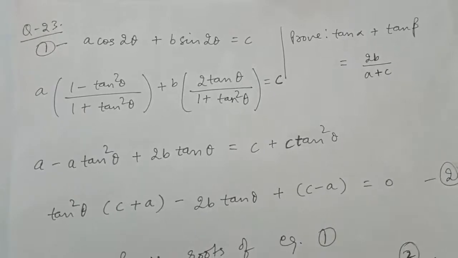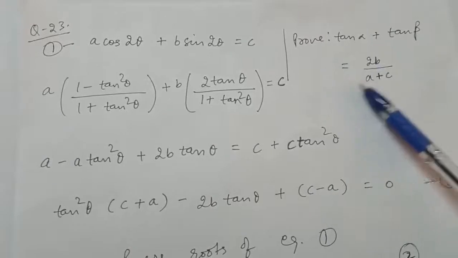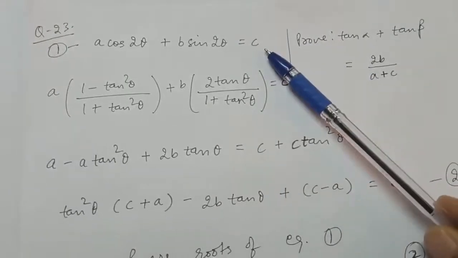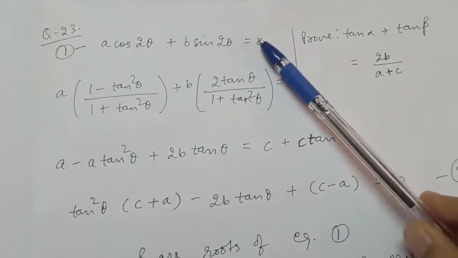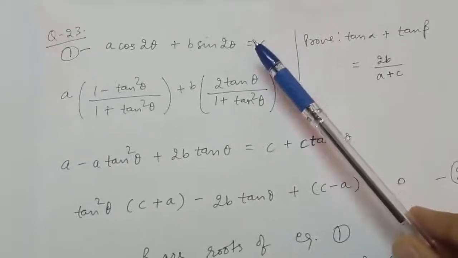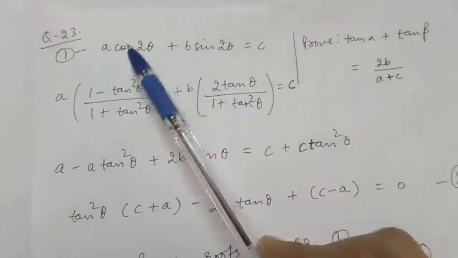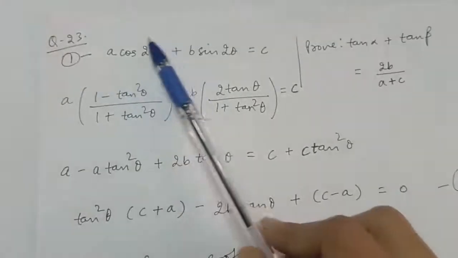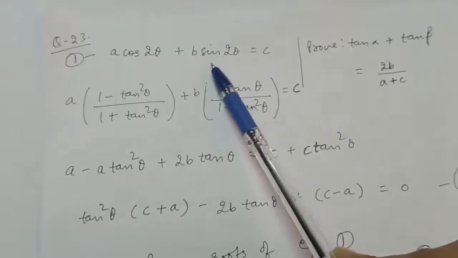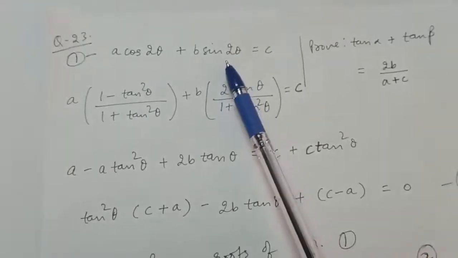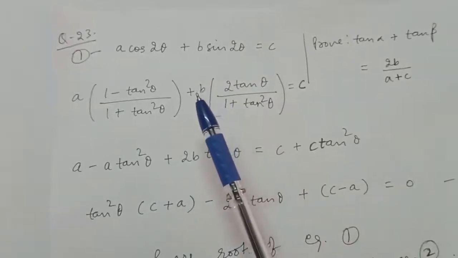Now question number 23 is: if a cos 2 theta plus b sin 2 theta is equal to c has alpha and beta as its roots, then prove that tan alpha plus tan beta is equal to this. So see, this is the equation given to us and the roots of this equation are alpha and beta. Because this equation has two roots, we will try to make it in the form of a quadratic equation, right? For this, see, first of all, here one is cos 2 theta and the other trigonometric function used is sin 2 theta. So we will try to make it a quadratic equation also in one trigonometric function, right?